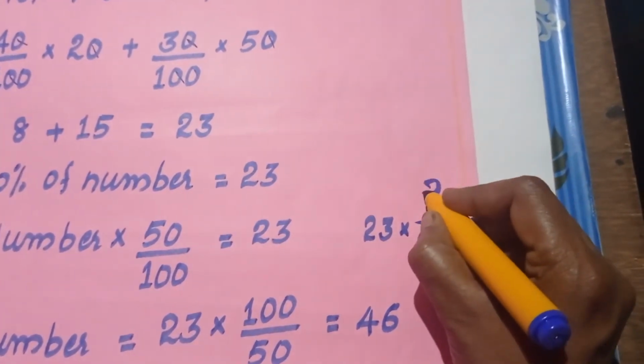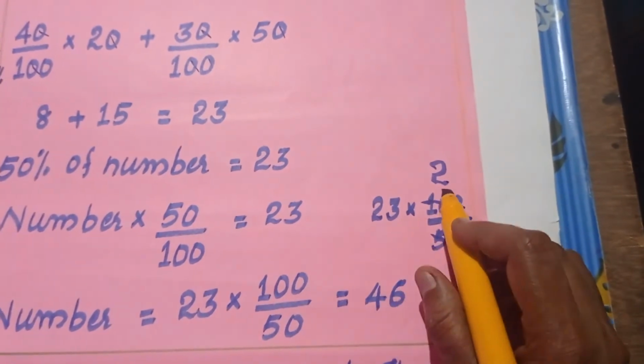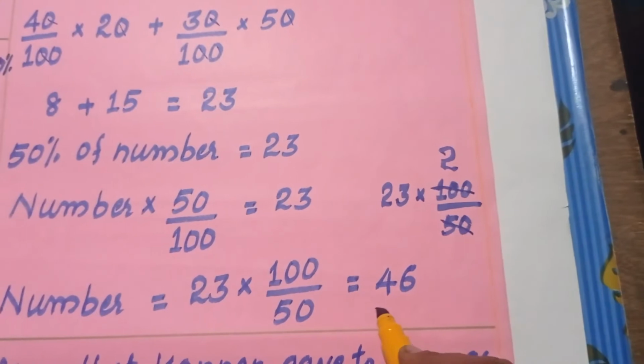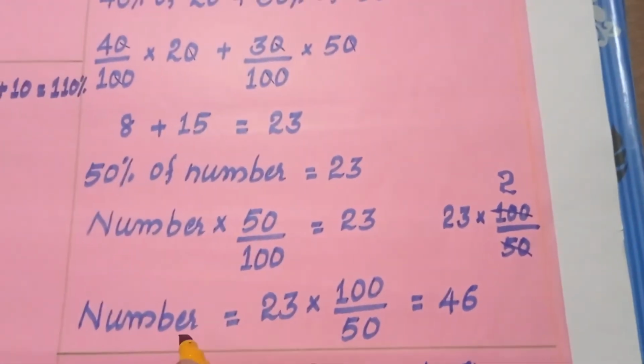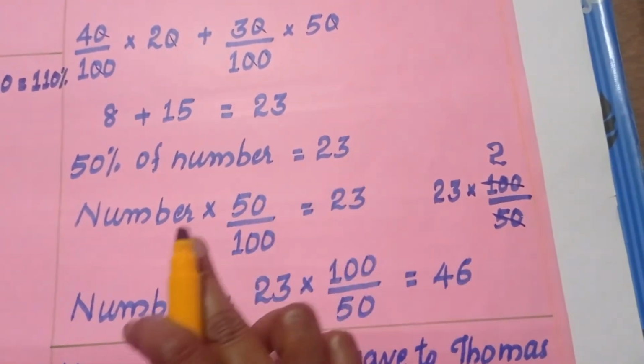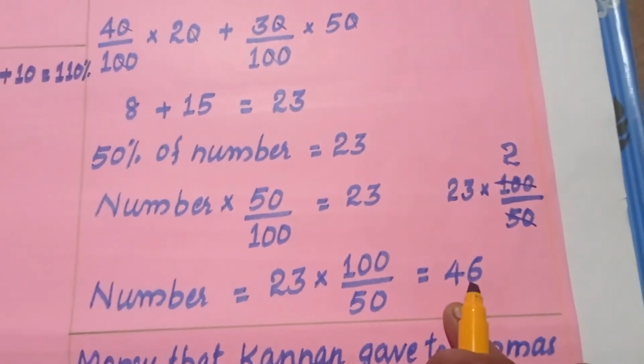We divide 100 by 50. We get 2. Then 23 into 2. 3 into 2, 6. 2 into 2, 4. Then 46. Then the number is 46.